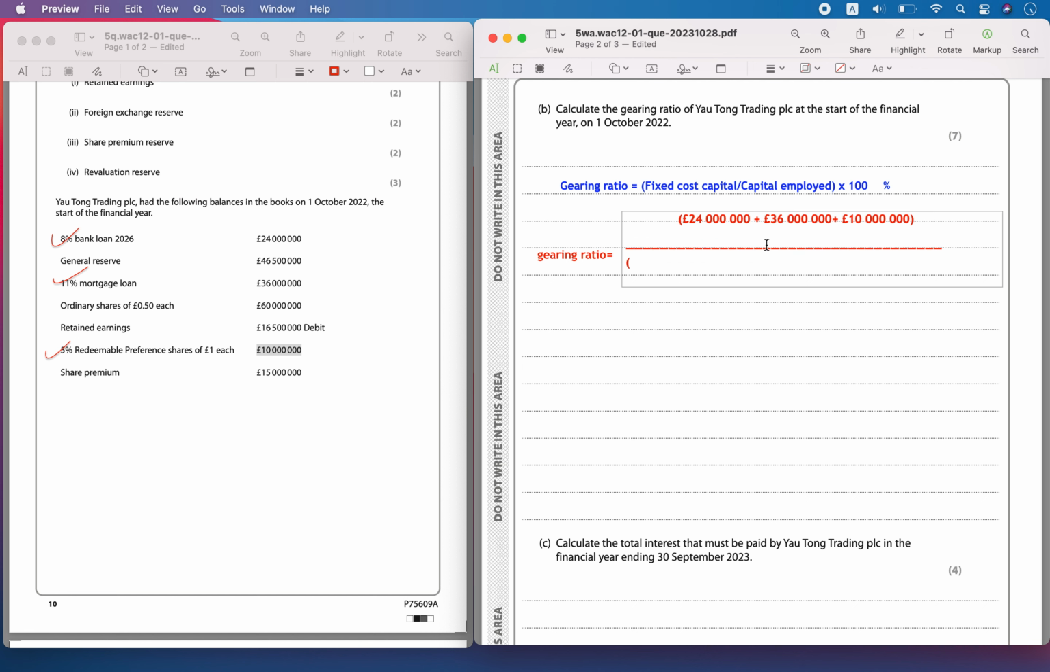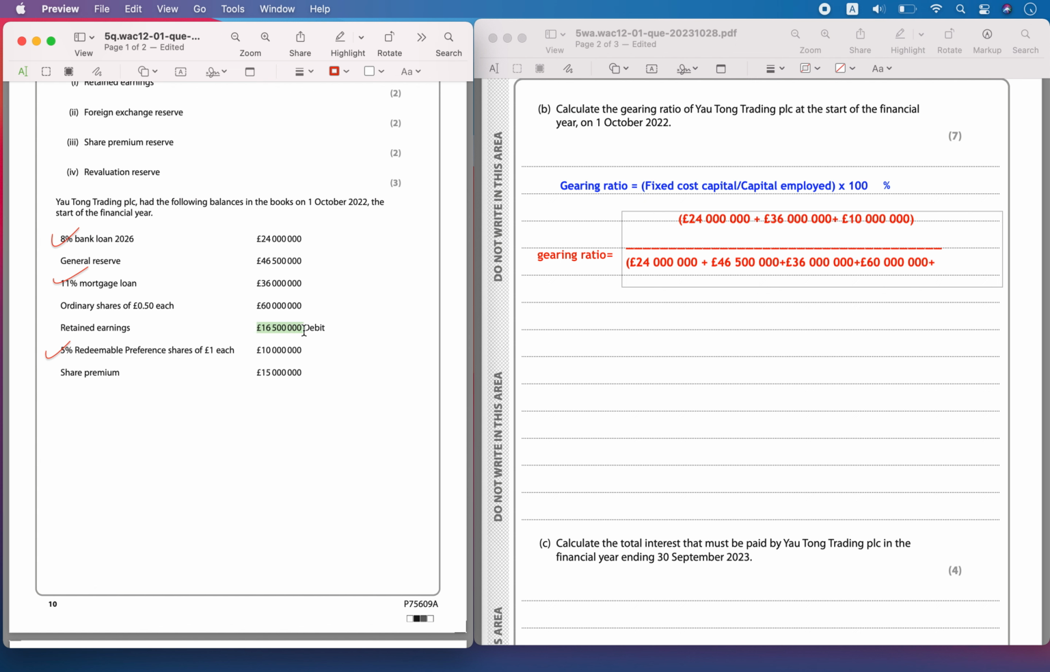Now let's write it here. All this 24 million, plus 46,500,000, the general reserves, plus the rest. These are all the things that have helped you to bring capital into your business. You will include everything here, 60 million.